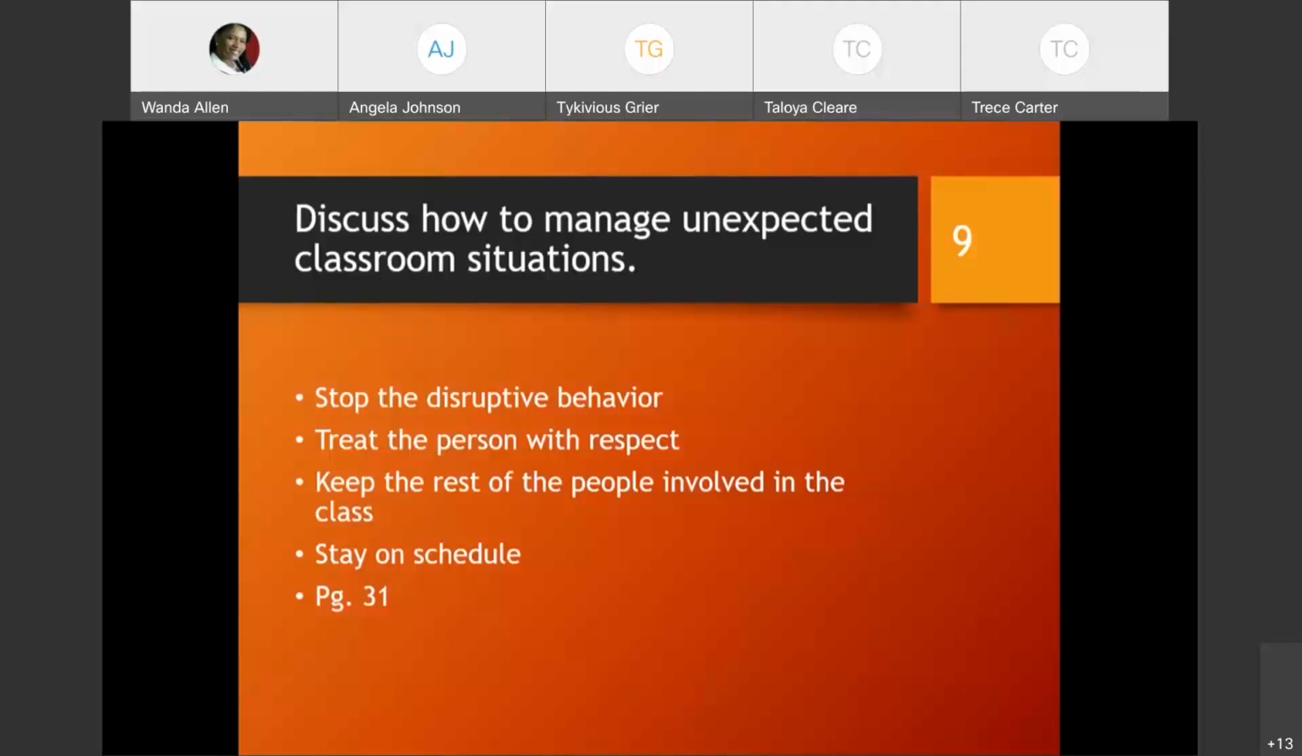It gives you different situations that you may come into contact with as it relates to unexpected classroom situations, and how you can address them. But the main concern is to stop the disruptive behavior, because what's going to end up happening is you're not going to be able to finish the lesson that you had planned for the participants, which is not fair to the other people that are attending.